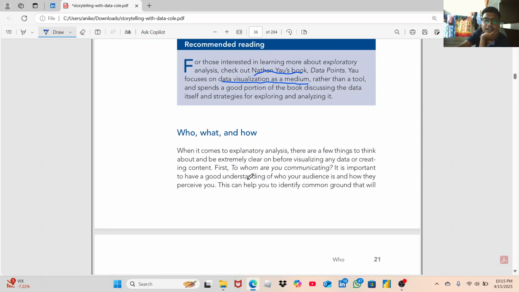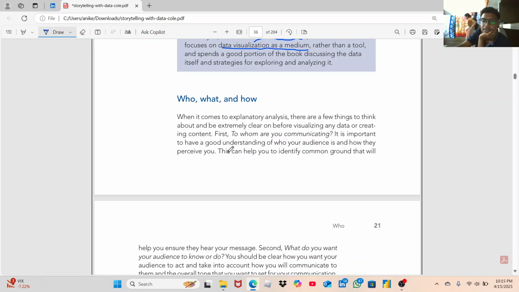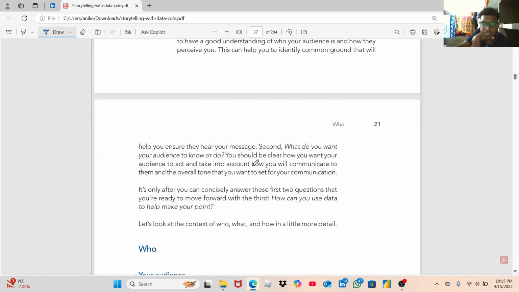So, who, what, and how. When it comes to explanatory analysis, there are a few things to be extremely clear on before visualizing any data or creating content. First, to whom are you communicating? It is important to have a good understanding of who your audience is and how they perceive you. This can help you identify common ground, so you can be assured that they hear your message.